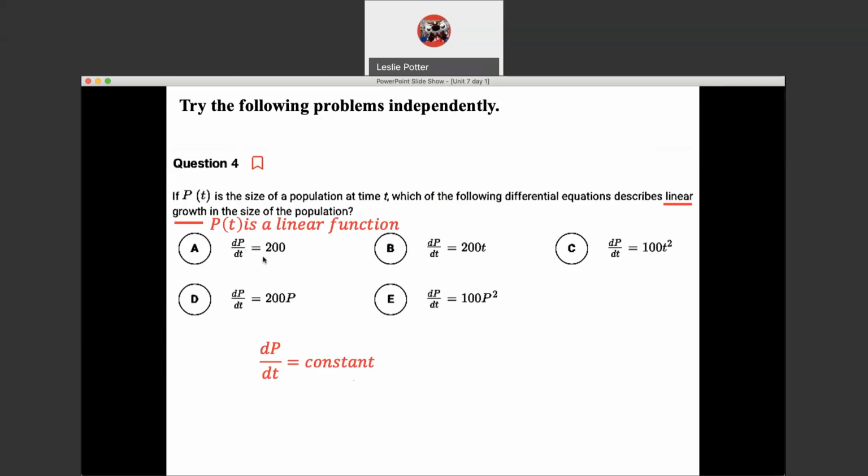So which one of these expressions is dp dt equals a constant value? And that's A. 200 is a constant value. 200 is never going to change. B is going to change depending upon t, so is C. D is going to change depending upon P, and so is E. So the answer here has got to be A.